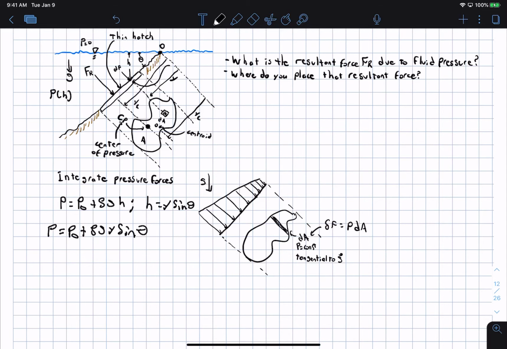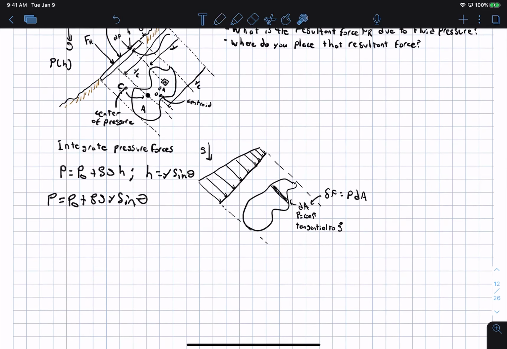Now, we know then that delta F in this little patch is just nothing more than P times the area of this little patch. And so to find the resultant force, we just integrate P dA. So that's the integral over the area of all the delta F's, and that is equal to the integral of P dA over the entire area of this object.